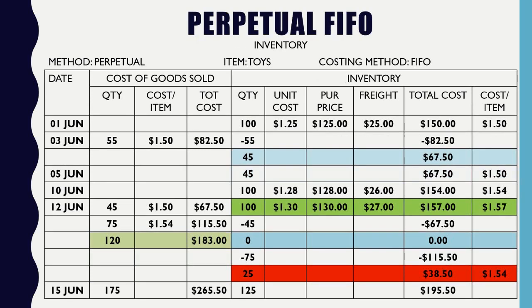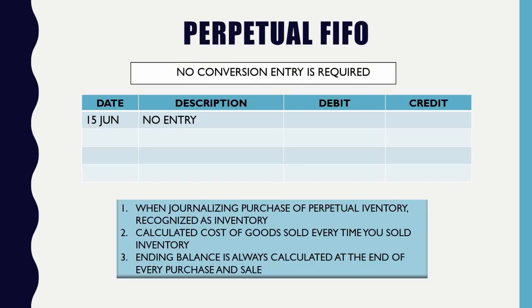And again, now that I've reached the end of my accounting period, I sold a total of 175 units, and I have a total of 125 units remaining. I have my green batch at 100 and my red batch at 25. Okay?